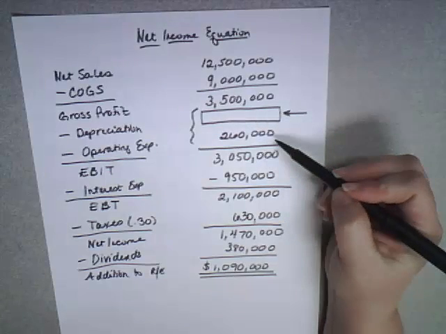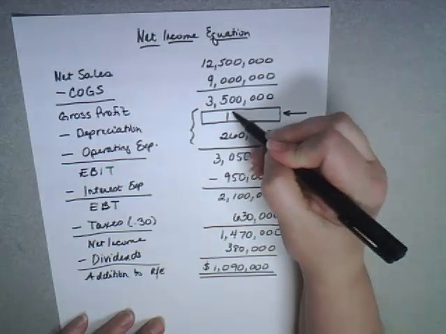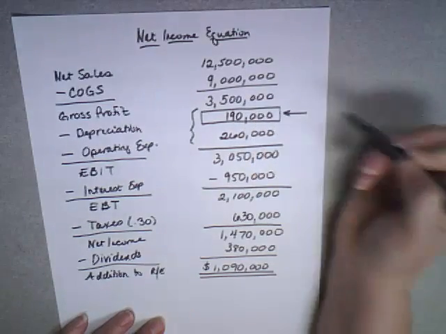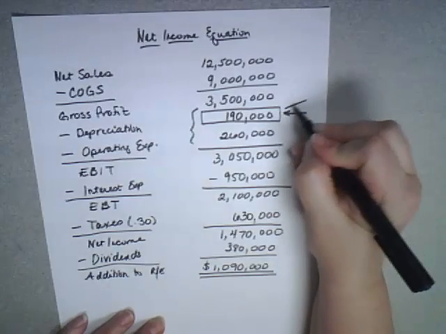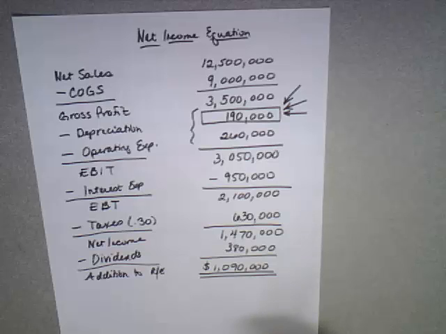And we know that we've already put $260,000 of that toward operating expenses, which is going to leave us $190,000 for depreciation expense. So ultimately, this is the answer that they are looking for, problem number 4.